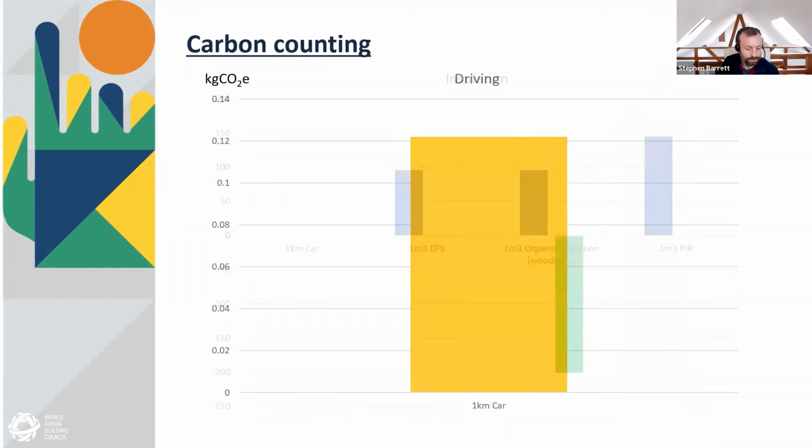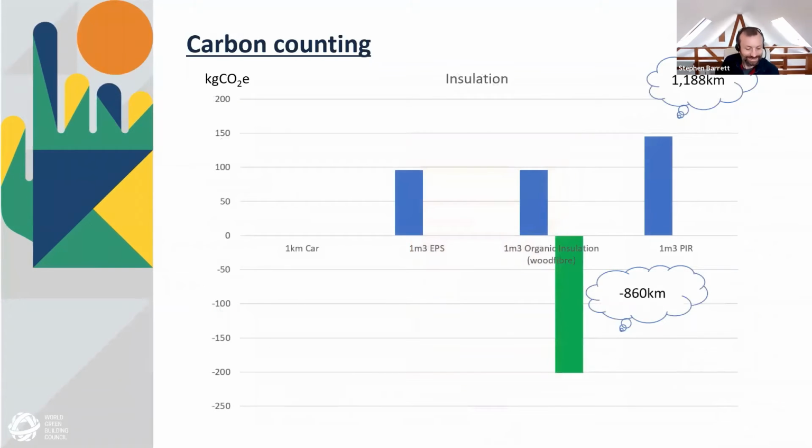Back to our car. Last one. Insulation. So wood fiber insulation. It has about the same carbon cost as EPS to produce in its harvesting and manufacturing, but it also absorbs carbon as it grows prior to that harvesting. This cubic meter here can balance out the equivalent of 860 kilometers of driving emissions, even after you take into account the emissions incurred in producing it.